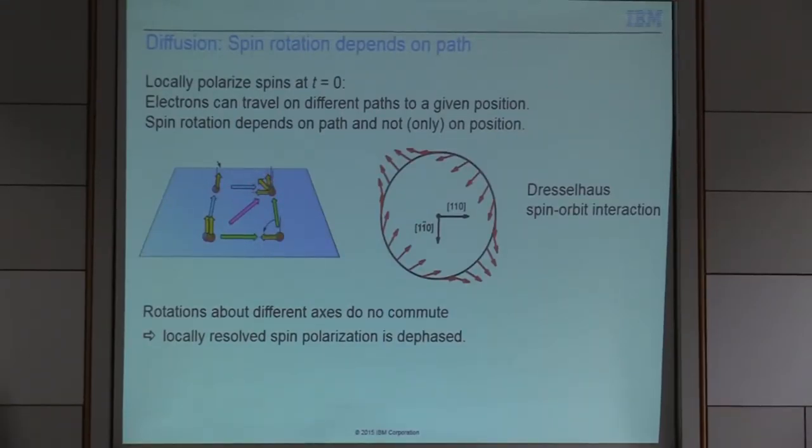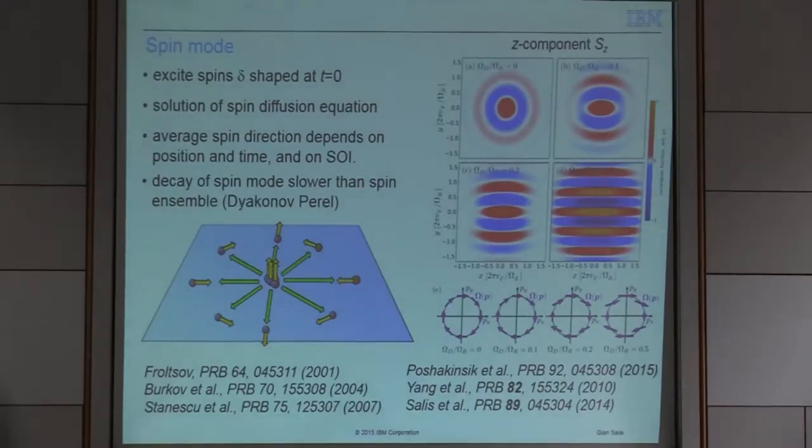So even if we have a local measurement of our spins, the dephasing is not completely lifted, but at least partially. And what we now want to know is how this spin polarization here depends on the position at which we probe our spins. Now we can just do a simple cartoon here.